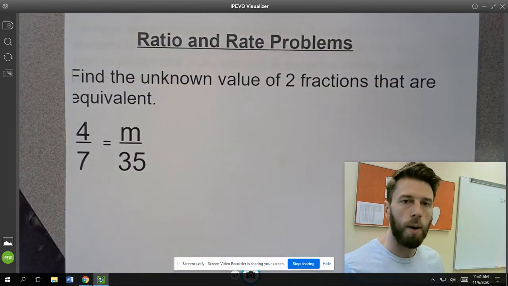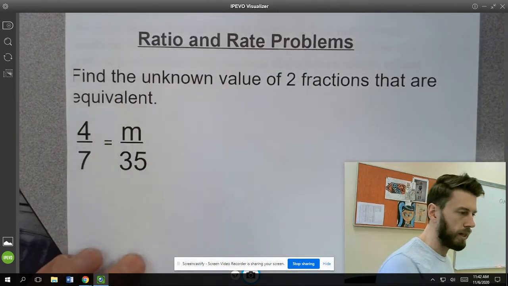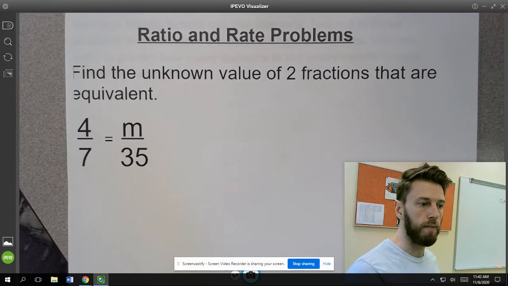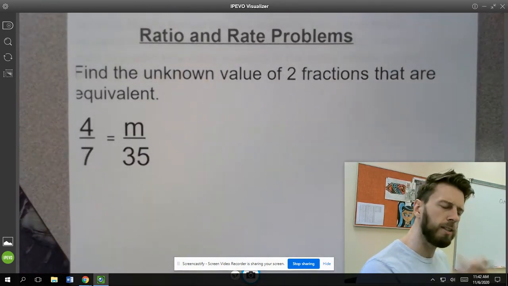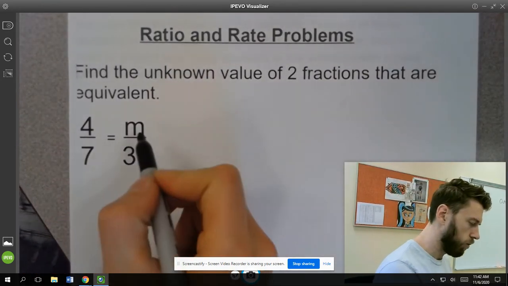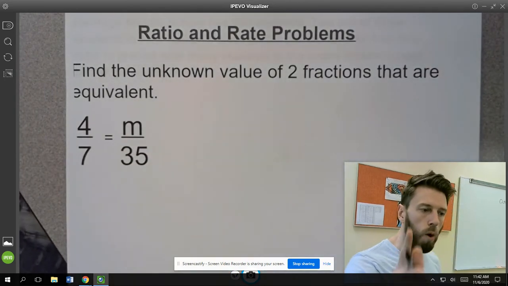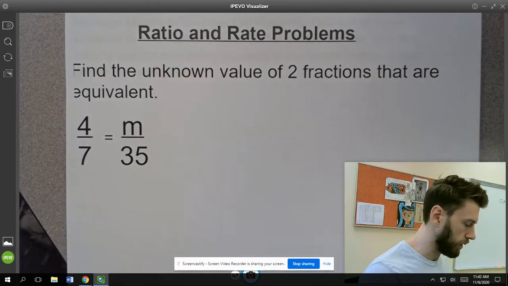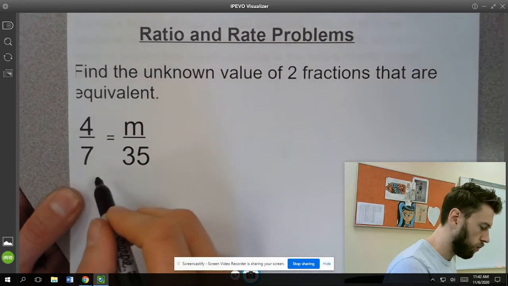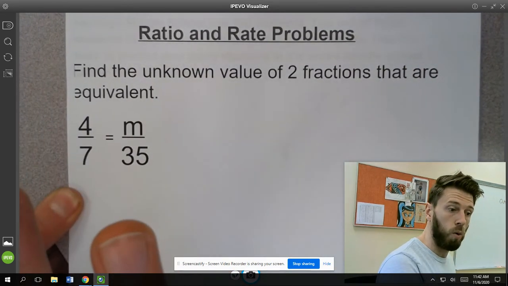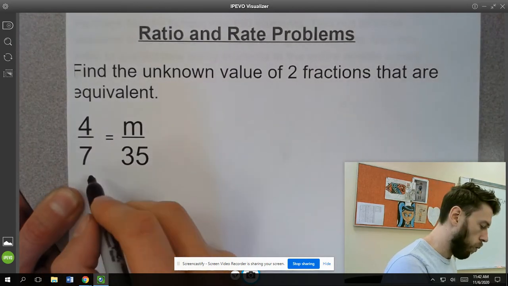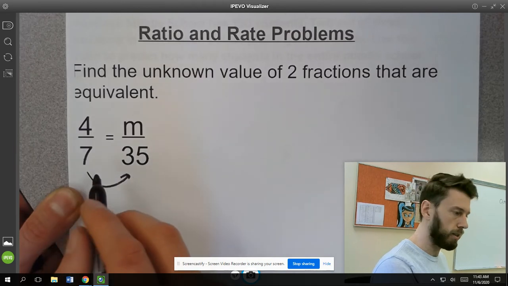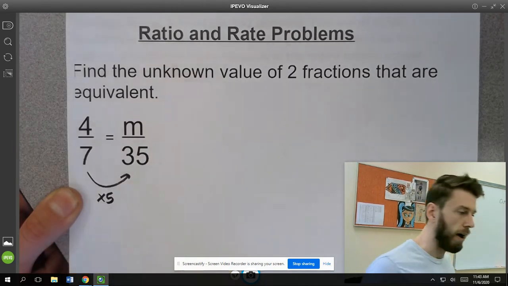Now, we have to take what we know about equivalent fractions to try and figure out what that answer would be. So, for example, we could say simplify 4/7 and simplify this. Well, that's not going to work because we don't know what this number is. So what we're going to do is very similar to what we did with ratio tables in that lesson. We're going to try to figure out what we would do to get from the numbers that we know, which are the denominators, what we would do to get from one denominator to the next. And in this case, 7 times 5 is 35.